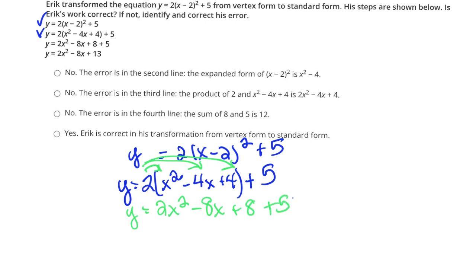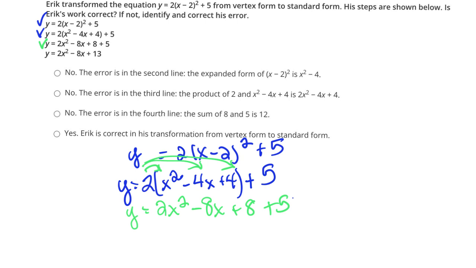So I took 2 times 1, which is 2, and then I brought my x squared down. 2 times negative 4 is negative 8. I brought my x down. 2 times 4 is 8. And then I have my plus 5. So let's compare to what happens right up here. It looks like they are the same. So we can check this one off.